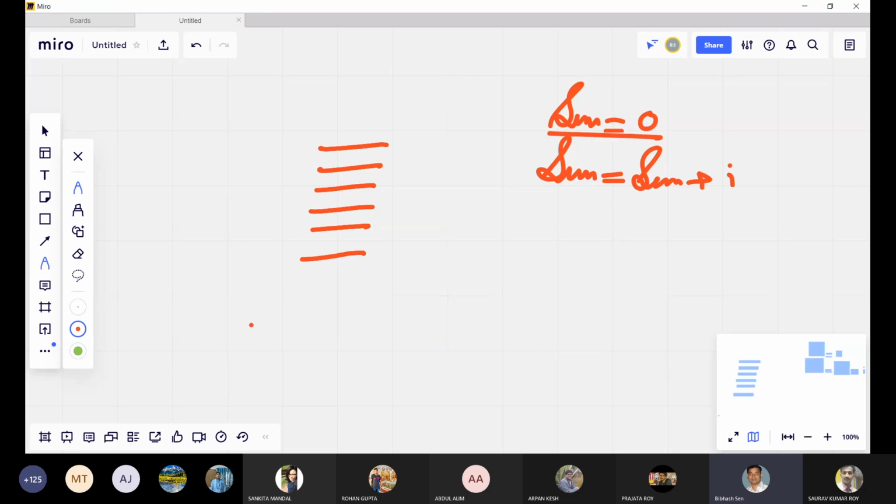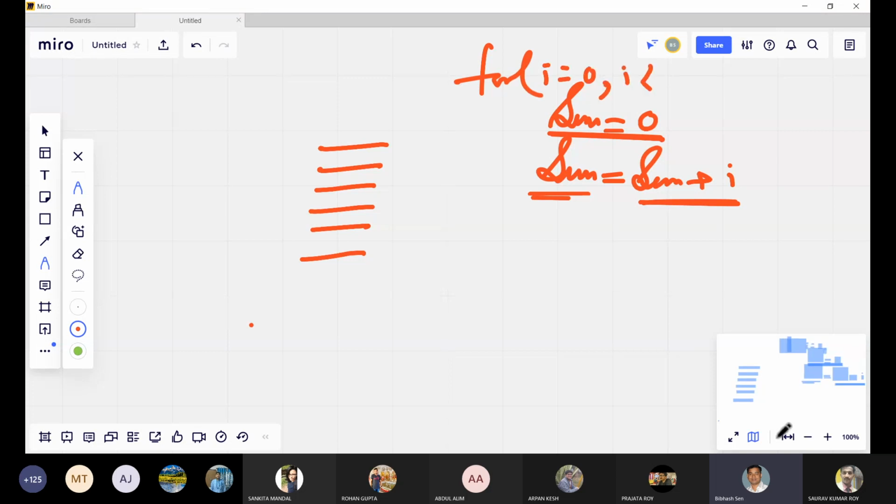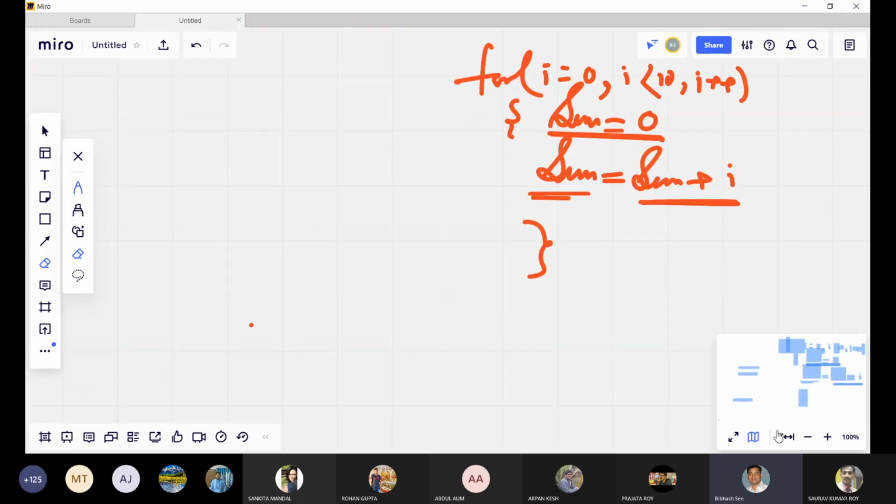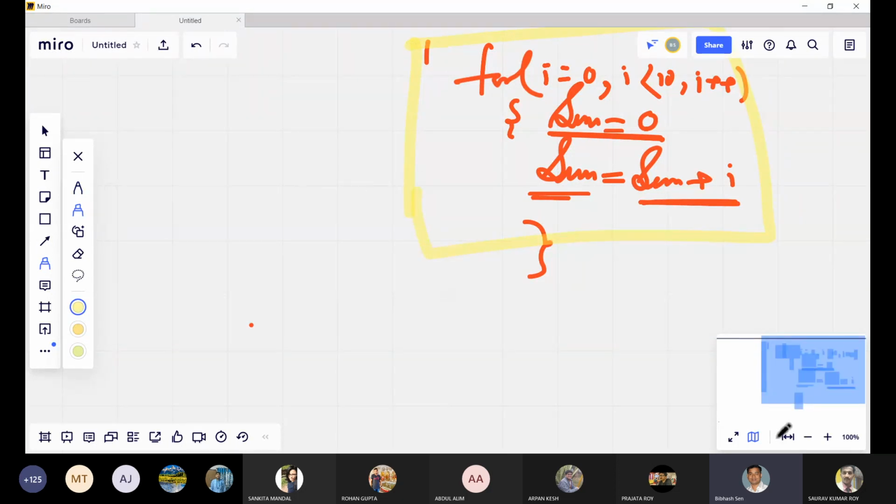Suppose you are writing sum equal to 0, sum equal to sum plus I, and here you are writing for I equal to 0 to I less than 10, I plus plus. Then you have written this code. And I found the computation part will be considered as my one single code. So I will consider this as my basic block, because it's a sequential organization.